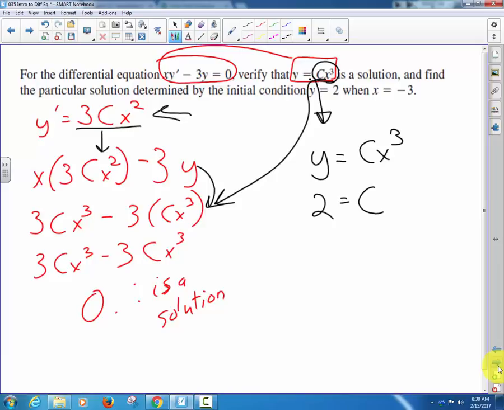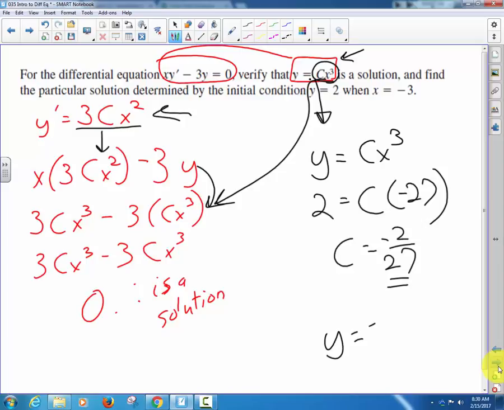2 equals c times negative 27. Now, c equals a number is not answering the question that's asked. The question says find the particular solution. So to find the particular solution, we're going to plug this number, negative 2/27, back into the original solution up here, and that is our particular solution. y equals negative 2/27 x cubed.